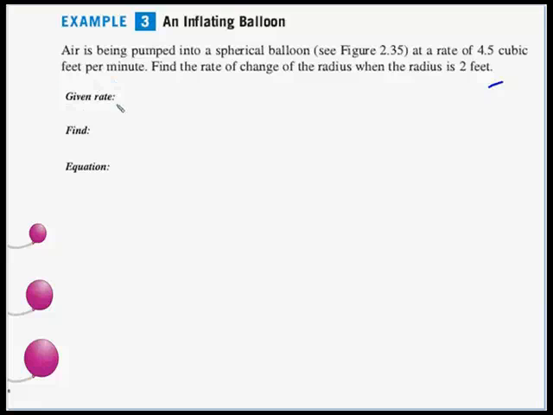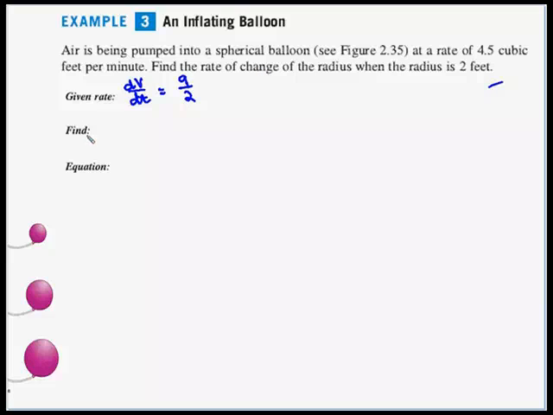Given rate. Let's see, what is changing in the problem? Well, we're increasing the volume of the balloon by 4.5 cubic feet per minute. So we're talking volume here. That's going to be dV/dt. The change in the volume with respect to time is 4.5, or I like fractions, so I'm going to use 9/2. You can use 4.5 in your notes if you want.